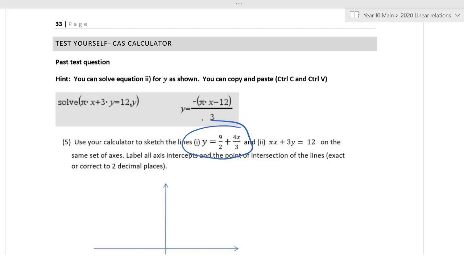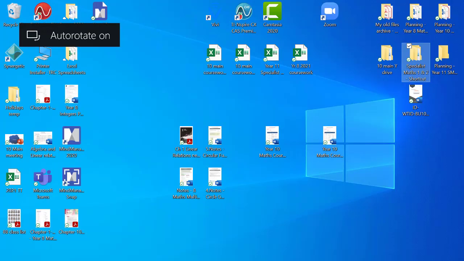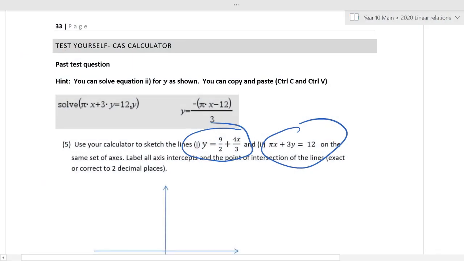Okay. Is this in y equals mx plus c form? No, it's not. Do you notice that the y and the x are on the same side? Now, of course, we could rearrange by hand, but we wouldn't do that when we're in a CAS section, would we? Because it would take long. Now, I'll show you what the calculator's doing.